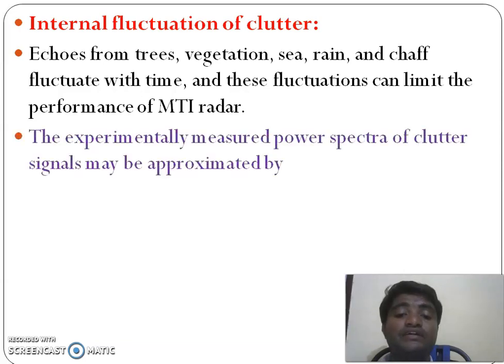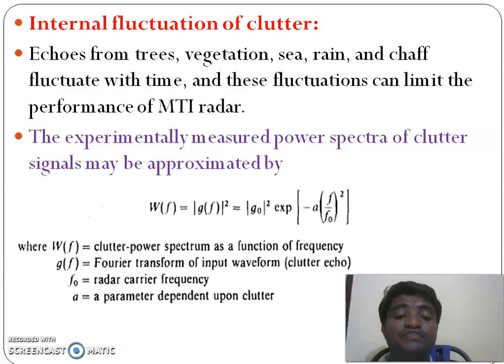The experimentally measured power spectrum of the clutter signal is W(f) = |G(f)|^2 = |G(0)|^2 e^(-a(f/f0)^2), where W(f) is the clutter power spectrum as a function of frequency, G(f) is the Fourier transform of the input waveform, f0 is the radar carrier frequency, and a is a parameter depending upon the clutter, whether it is vegetation, sea or rain.